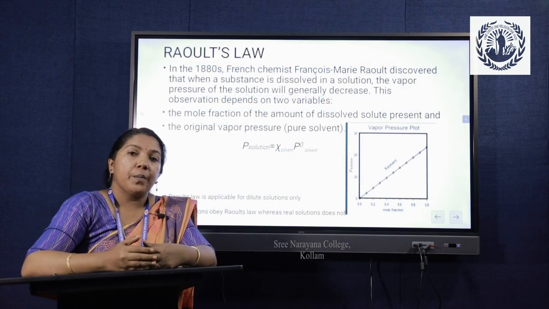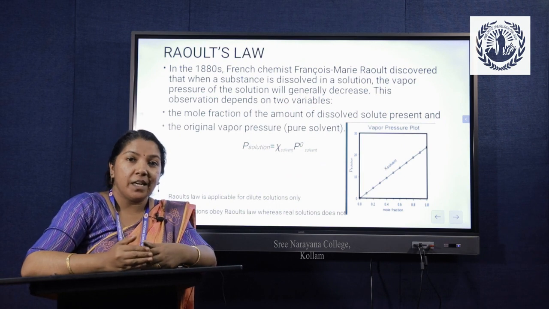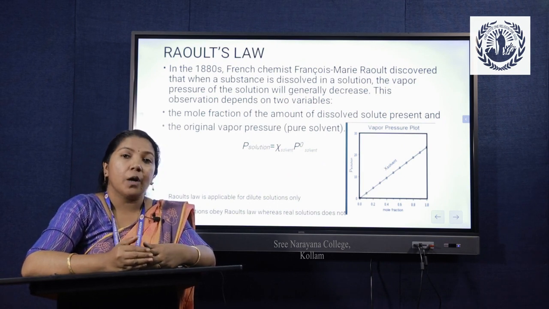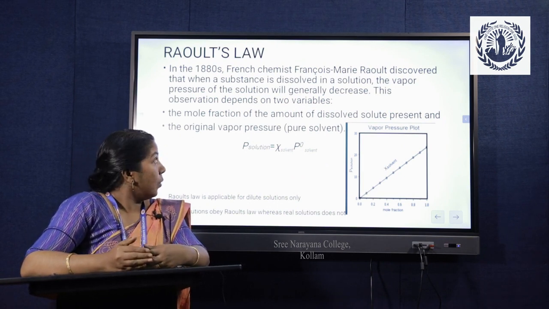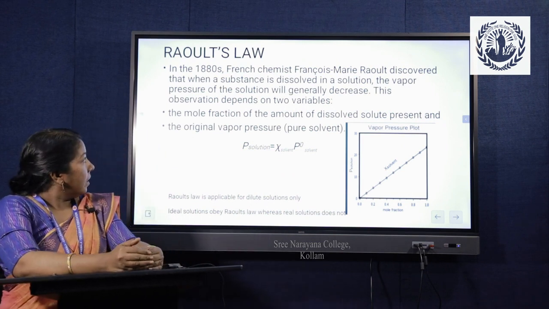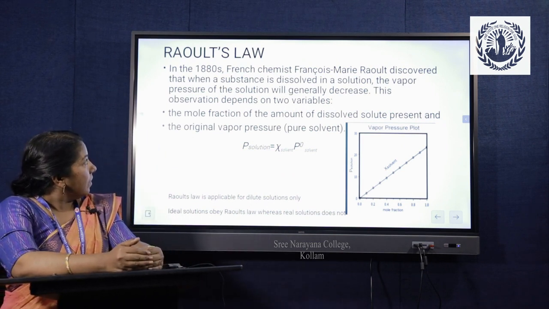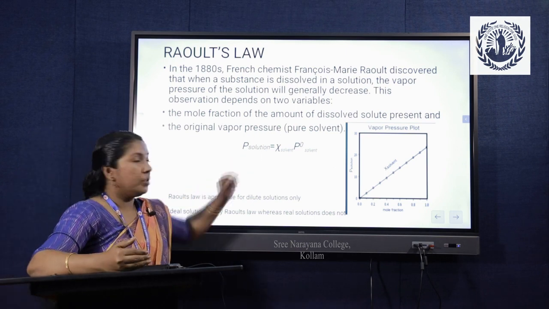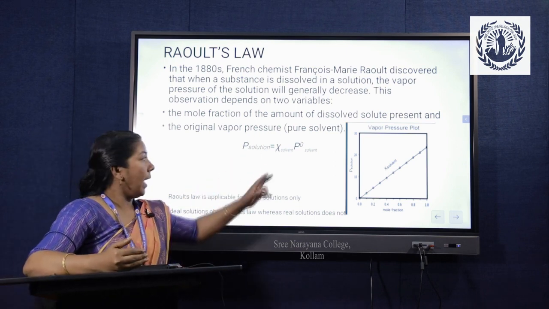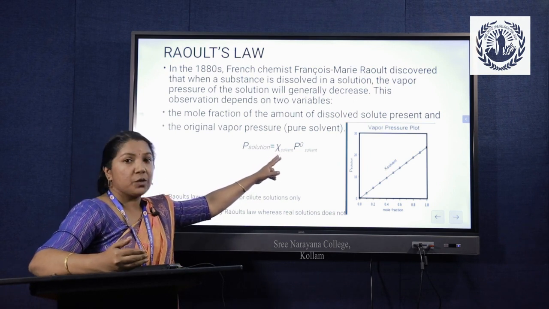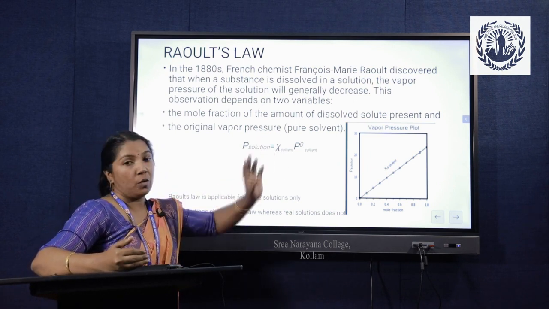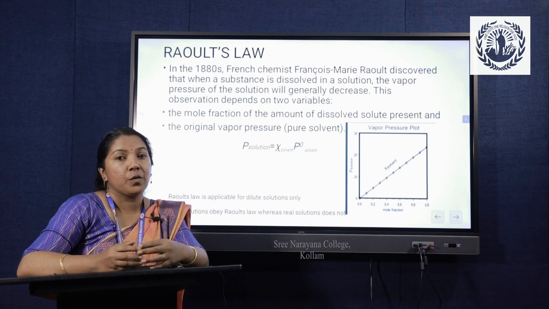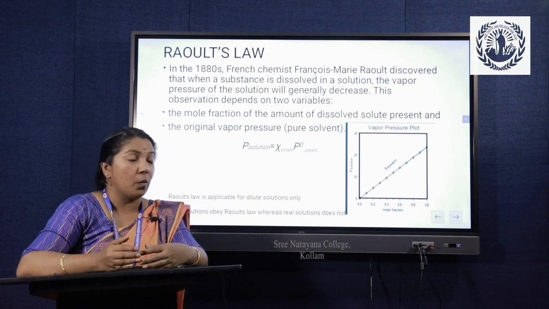The lowering of vapor pressure in a solution was studied by the French chemist Raoult. He expressed this law as: the vapor pressure of a solution, that is P solution, is equal to chi solvent, the mole fraction of solvent, into P0 solvent. P0 solvent means the vapor pressure of that pure solvent when it is present alone.